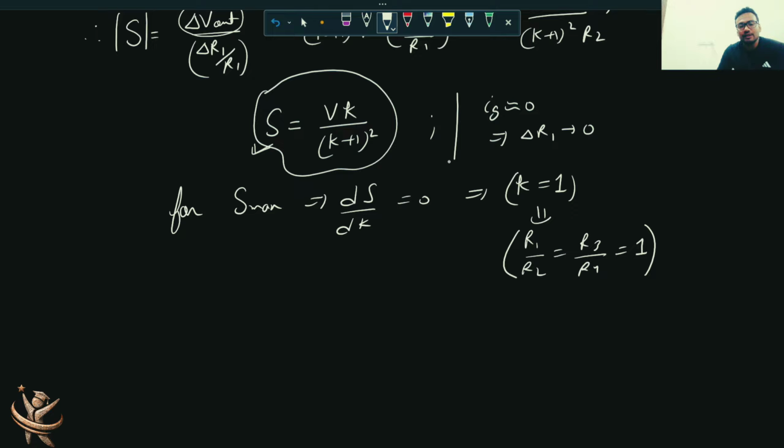That same sensitivity it is not showing in any other case where the circuit is balanced but the resistors are not equal. They have some different ratio, a ratio which is not equal to 1, right? So that's why this equal resistance case is very interesting.